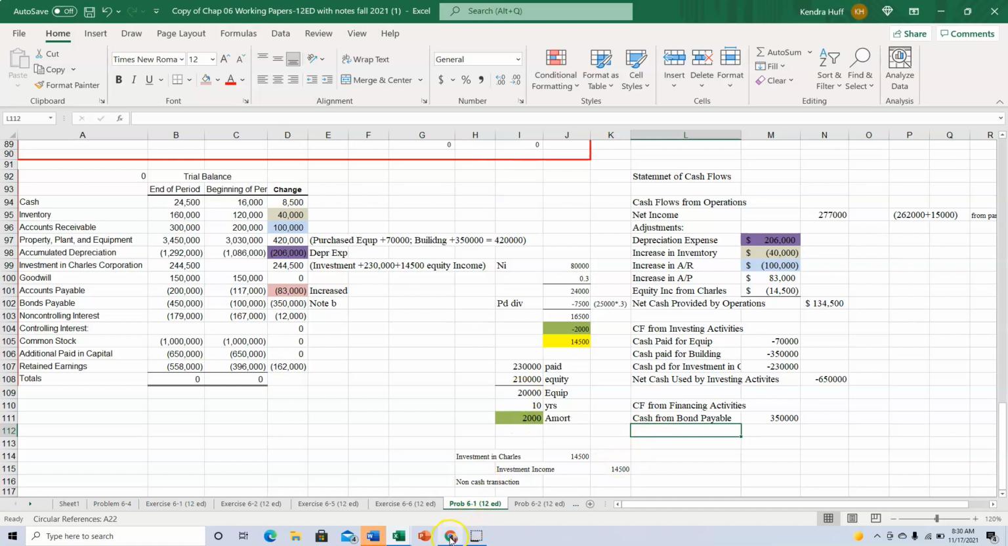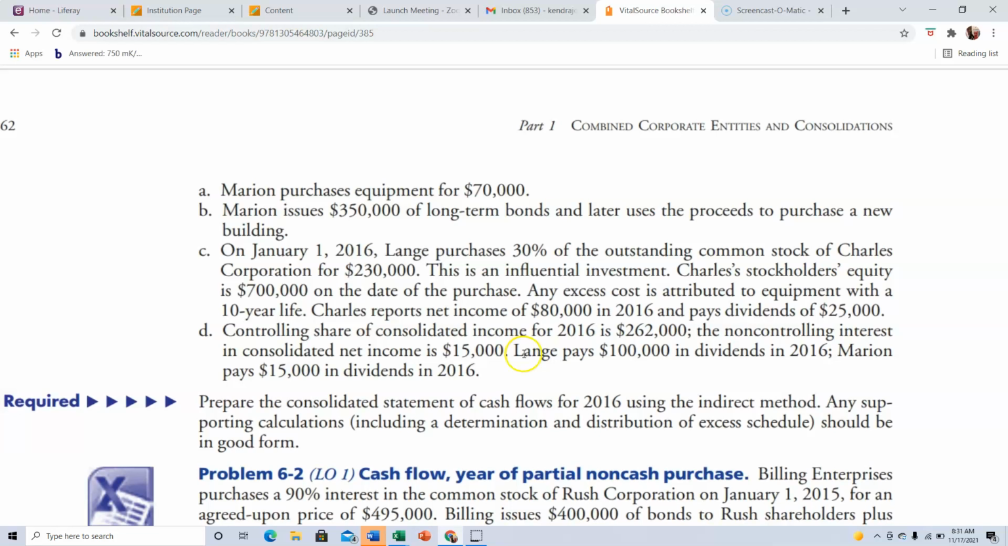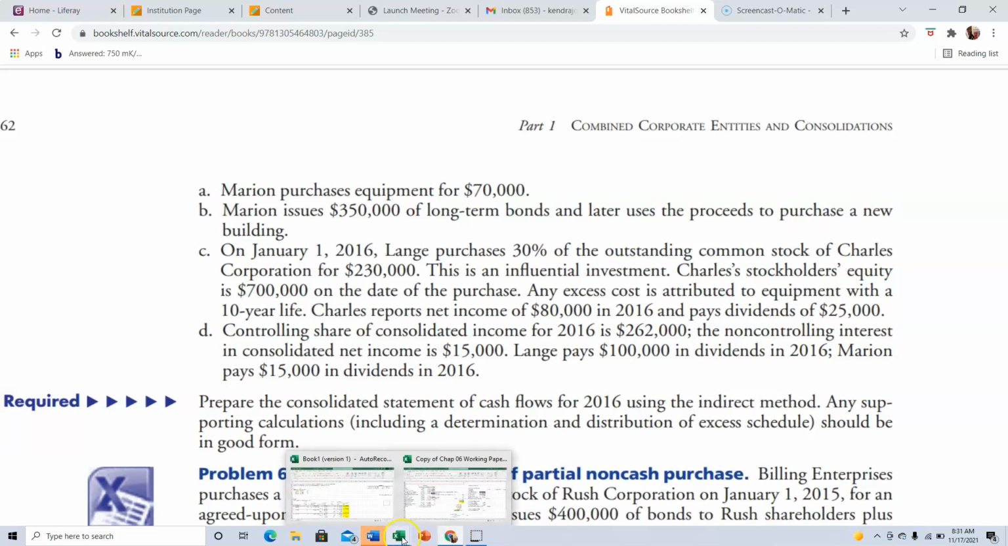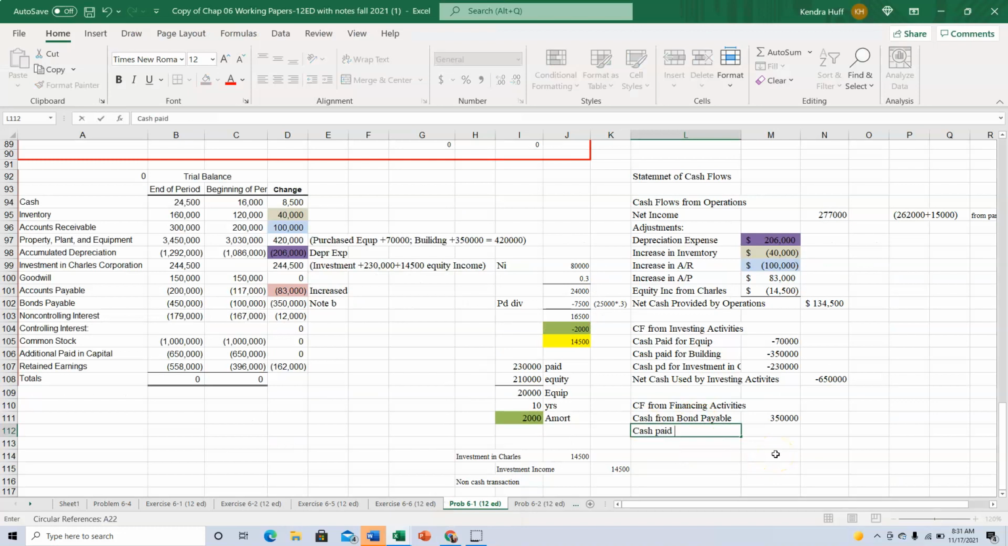All right, and then let's go back and look at the, all right, Lang is the owner, so we paid dividends of $100,000. And then Marion paid $15,000. We don't count all of that, but we do have to count the 20% that went to outsiders because we only own the company 80%. All right, so then we have cash paid for Lang dividends. That all went to outsiders. So that was $100,000. And then cash paid to NCI dividends. And that is, they paid $15,000 in dividends and 20% went to outsiders.